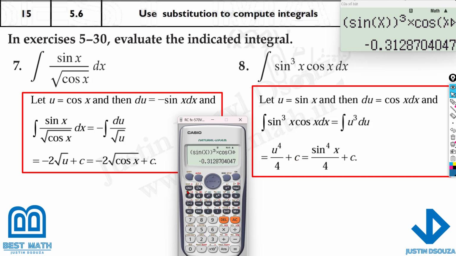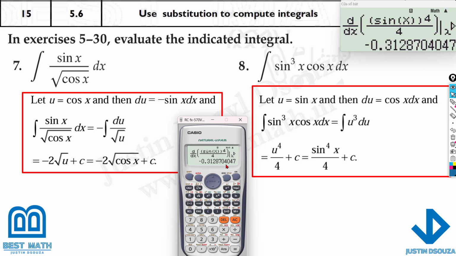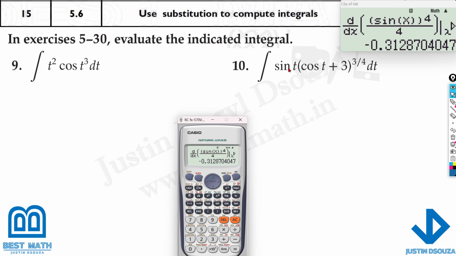Now let's solve this over here. Remember this, negative 0.31. It's shift d by dx. Why? Because we have to derive this sine. Before that, I have to put the fraction symbol. Sine, I'll open the bracket, put the sine value x, close the bracket 2 times because this is for the x, and now I closed it, which I opened initially, raised to the power 4 divided by 4 at x value of 2. It should be negative 0.312. That's it. Please do try these problems.